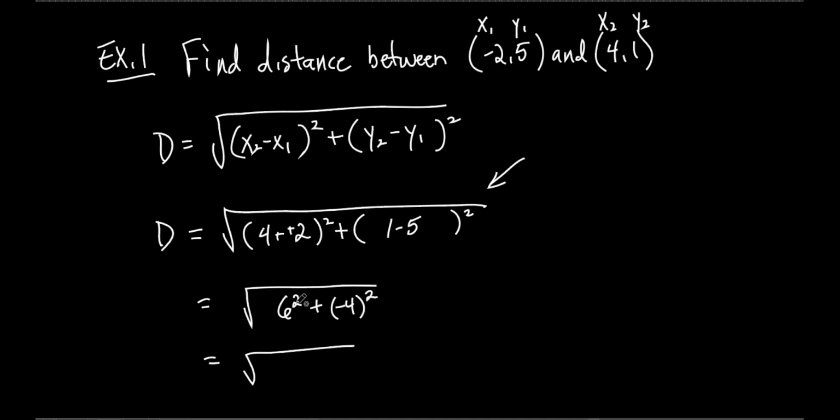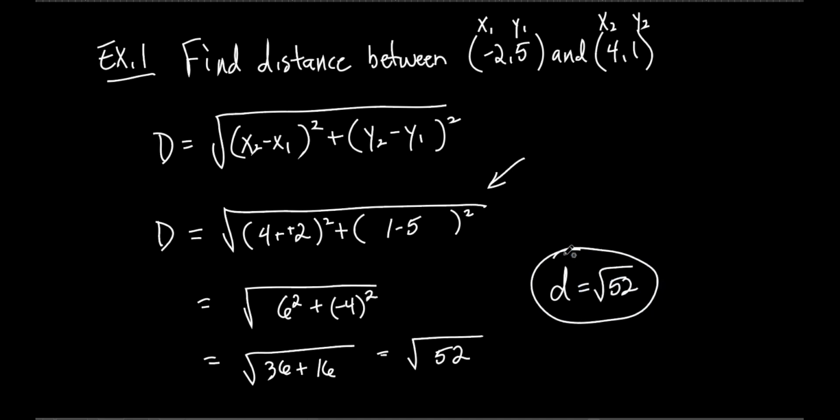All right, 6 squared is 36. Plus, now when I square a negative, it just goes to positive anyway, doesn't it? So what's 4 squared? 16. And then keep it under a square root. What's 36 plus 16? 52. Okay. Now you could keep that as your answer, and I'd be perfectly fine. You could say distance equals the square root of 52. I would be perfectly happy with that, but you could also put it into a calculator.